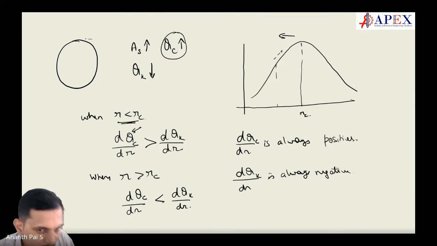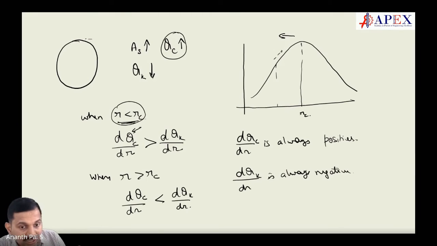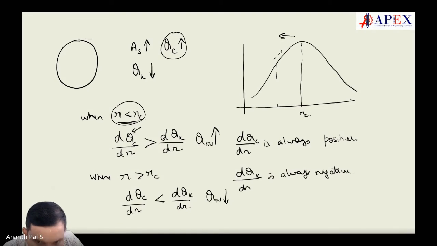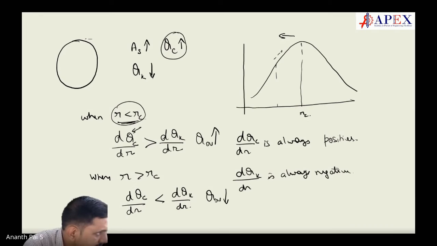I'll repeat again. When R is less than RC, the change in the convective heat transfer rate is more than the decrease in the conductive heat transfer rate. So what happens? Overall heat transfer rate increases. So Q overall increases. Write this one and think about it. Important note.